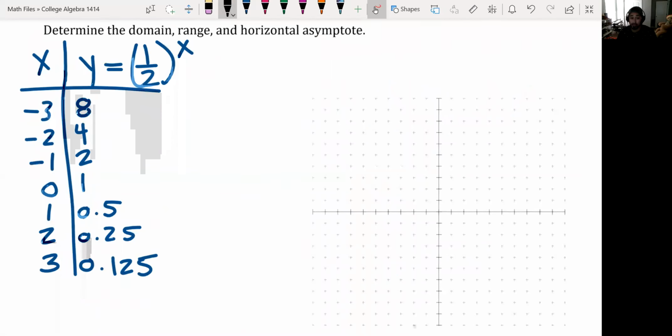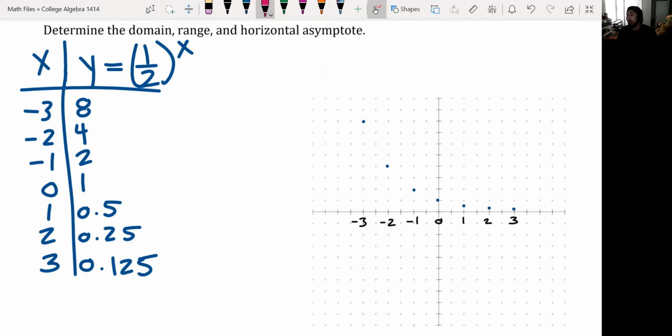Now, let's graph. I can spread my intervals out again just for the x values: 0, 1, 2, 3, -1, -2, -3. And let's plot again. -3, 8 is going to be here. -2, 4 there. -1, 2, 0, 1, 0.5, 0.25, 0.125.